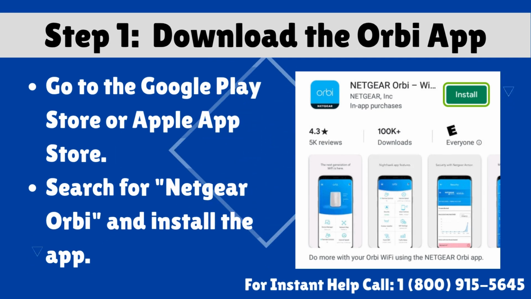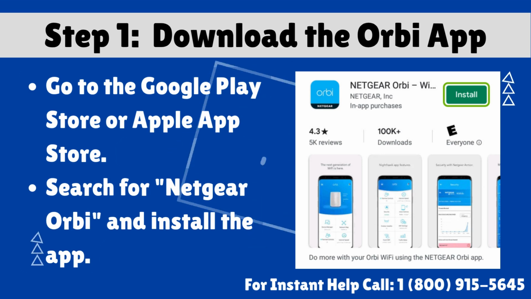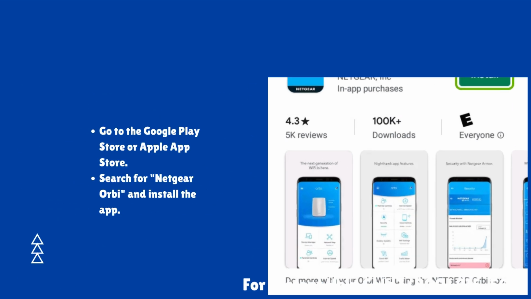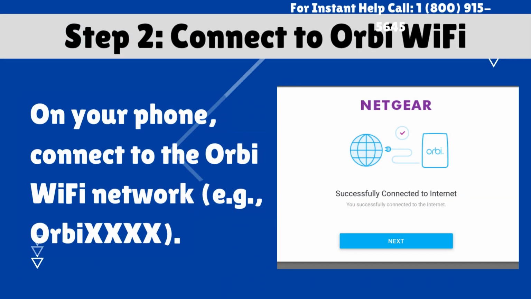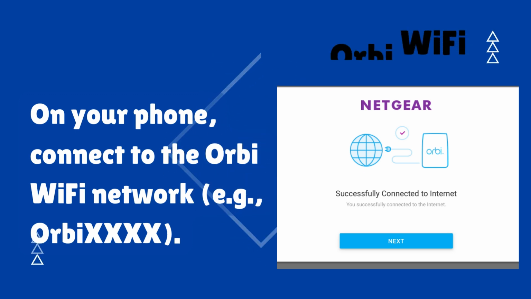Step 1. Download the Orbi app. Go to the Google Play Store or Apple App Store. Search for Netgear Orbi and install the app. Step 2. Connect to Orbi Wi-Fi. On your phone, connect to the Orbi Wi-Fi network.